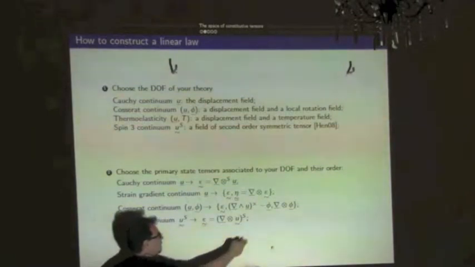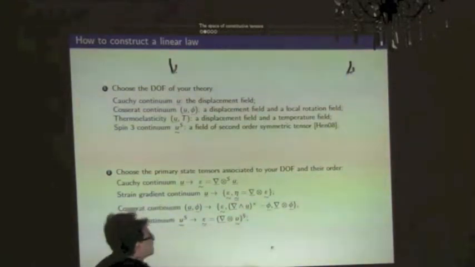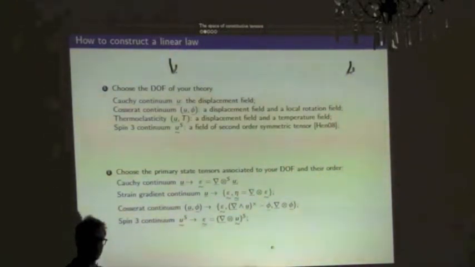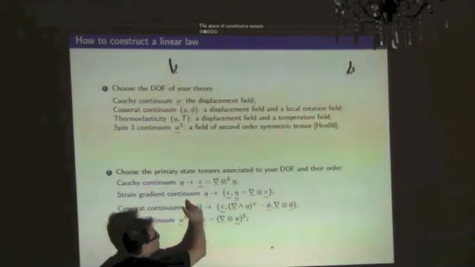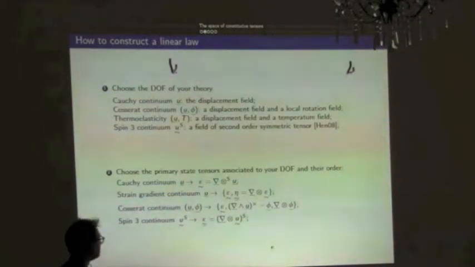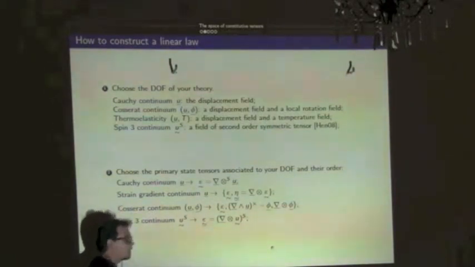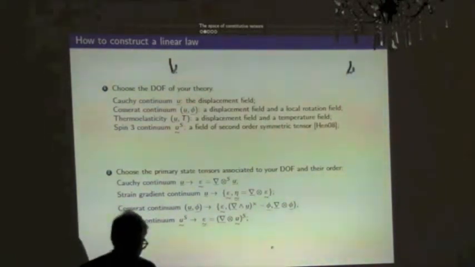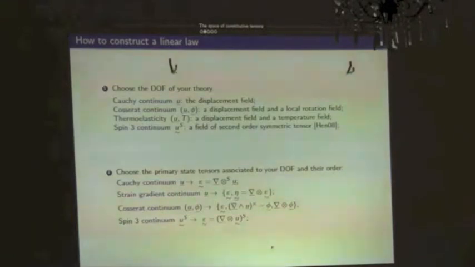As usual, you will have the gradient of your rotation field, and here some relative strains that measure the departure from your classical strain measure to the one you added in your description. Okay, and for the spin-free continuum, you will take as a generalized strain a completely symmetric tensor constructed from the gradient of your degree of freedom.